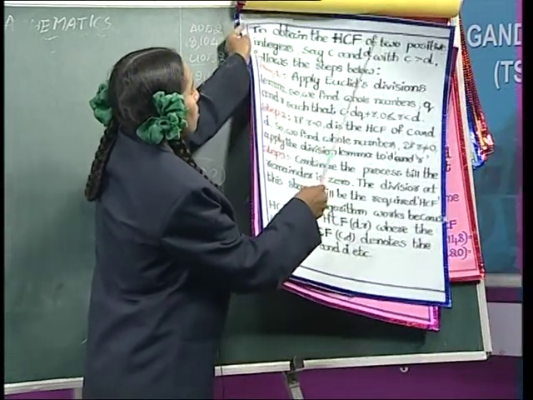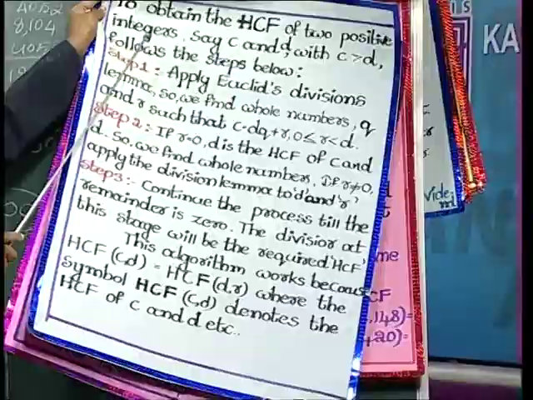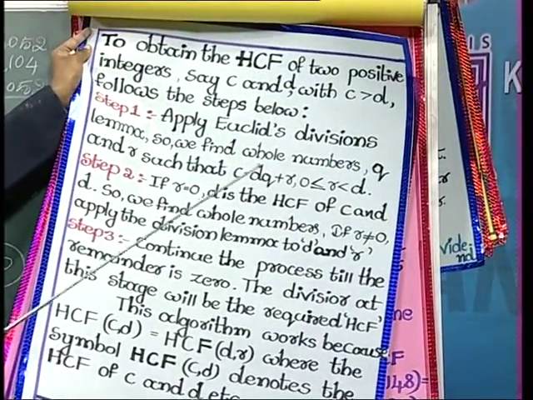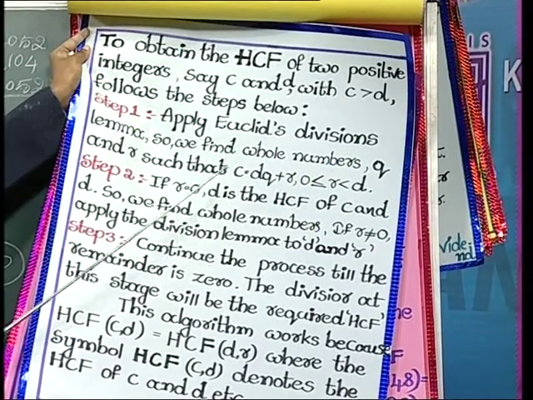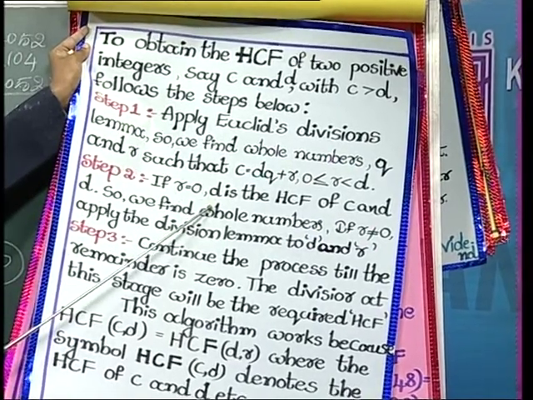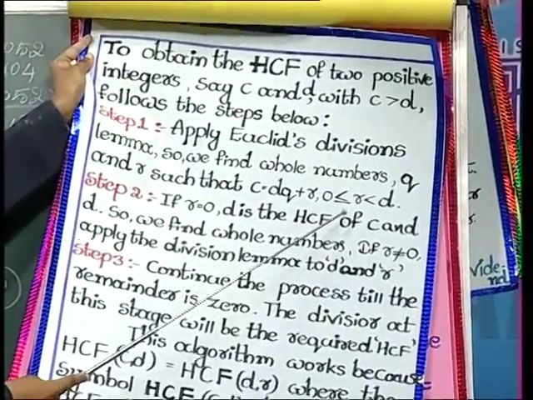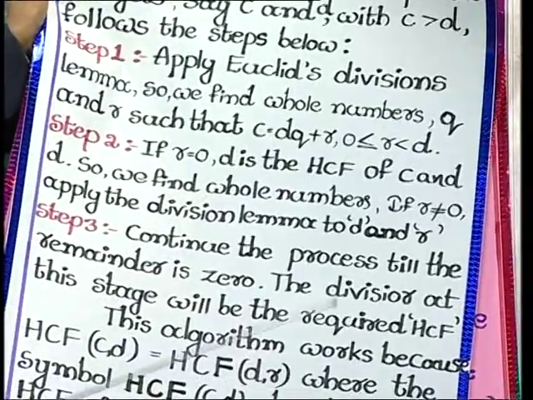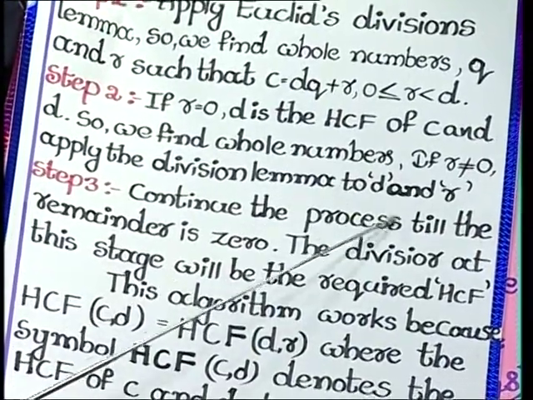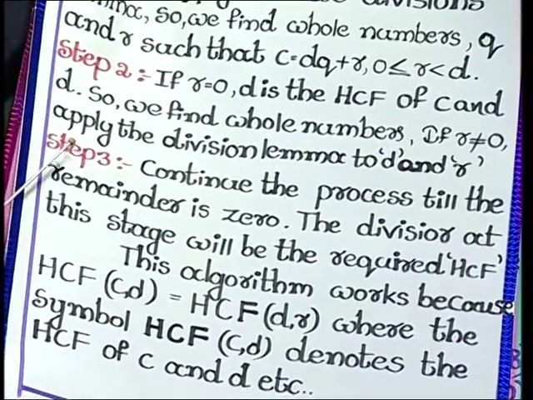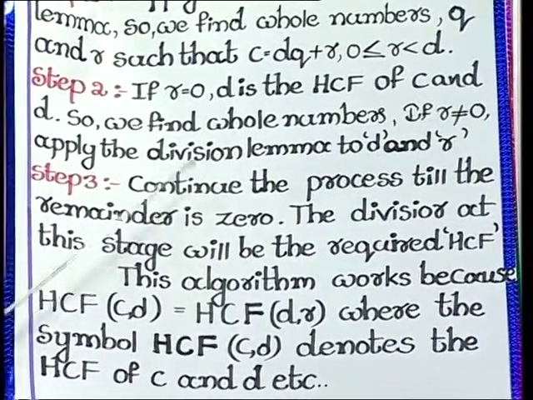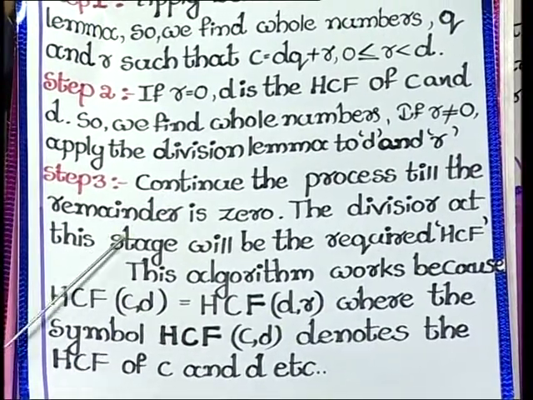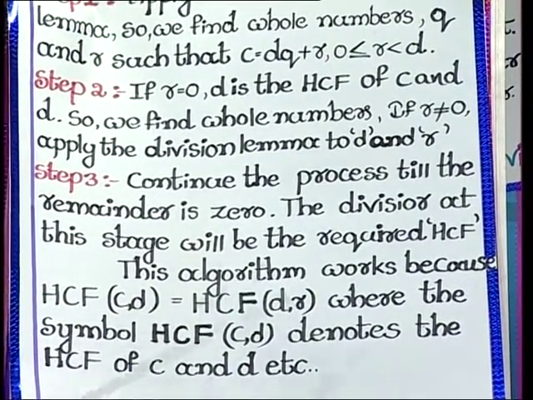And here we have some steps to solve a problem of HCF of two positive integers. Let us see what is the first step. We already know that, applying Euclid division lemma. And what is the second step? If r is equal to 0, d is the HCF of the two numbers. If r is not equal to 0, then we again apply Euclid division lemma to the divisor and remainder. And what is the third step? Here we have discussed that we have to continue the process till the remainder is 0. So, the divisor at this stage will be the required HCF of this algorithm.